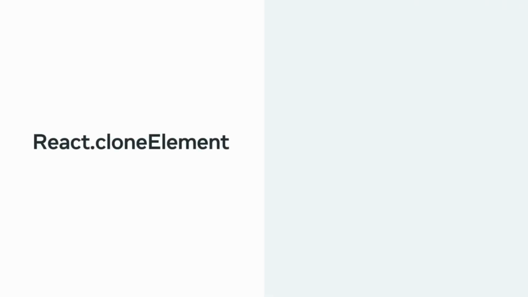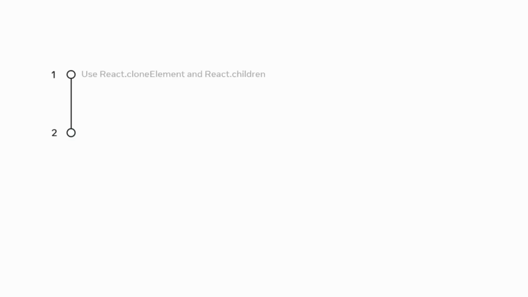Let's start by exploring two of these powerful React APIs, React.cloneElement and React.Children. In this video, you'll learn how to use both of these React APIs and how they can be used to manipulate the render output dynamically. Let's explore the first of these APIs, React.cloneElement, in more detail. This is part of the React top-level API, and it's used to manipulate and transform elements.